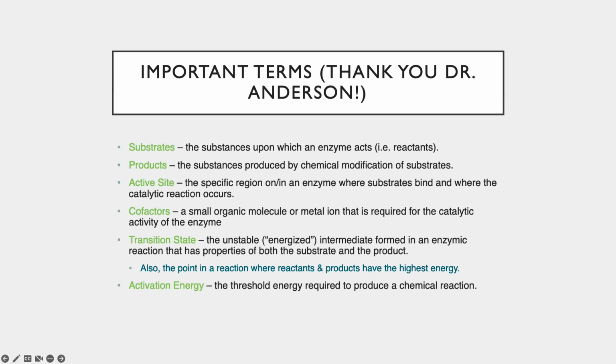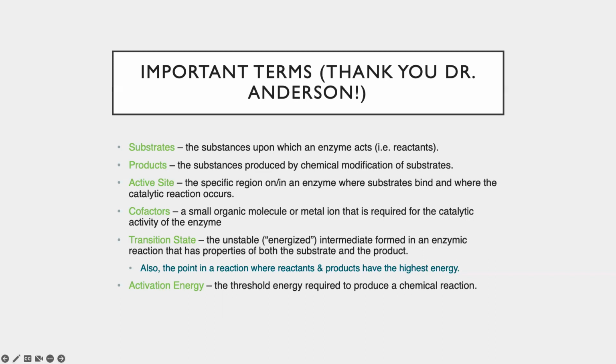Next, we can have the active site. This is the region on or within an enzyme where the substrate is going to bind, and that's where the reaction is actually going to occur. I think that's pretty easy to remember. It's the active site. That's where everything is happening in these reactions. Next, we can have cofactors. Cofactors are small molecules or metal ions that help and are sometimes required for the catalytic activity, to make the enzyme function properly.